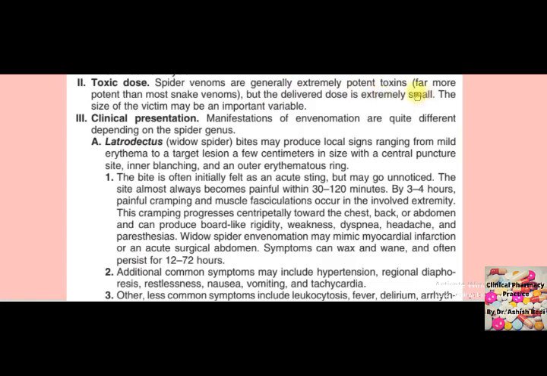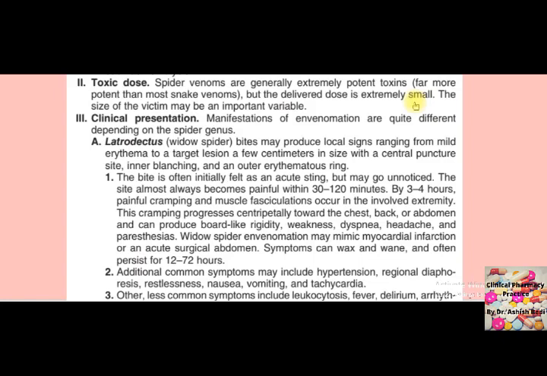Spider venoms are generally extremely potent toxins, far more potent than most snake venoms, but the delivered dose is extremely small. Look, the problem with spiders as well as scorpions is that they inject their venom or poison in small doses, and that is the reason they are not as fatal as a snake bite.